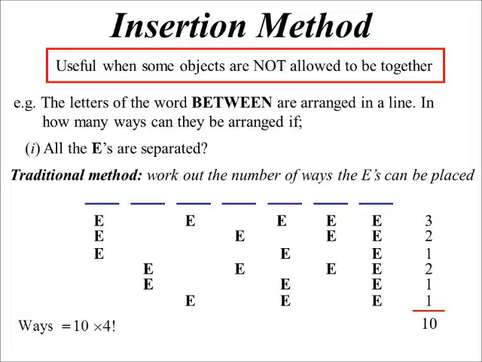Then of course I've got to multiply it by how many other letters there are. We've got B, T, W, N, so 4 factorial, and we get our answer of 240. Possibly that's how you would have approached it. The insertion method does it the reverse way around. Instead of looking after the restrictions first, it looks after the things that aren't restricted first. So instead of placing the E's first, we place the B, the T, the W and the N, the other 4 letters, which of course there are 4 factorial ways we could do.